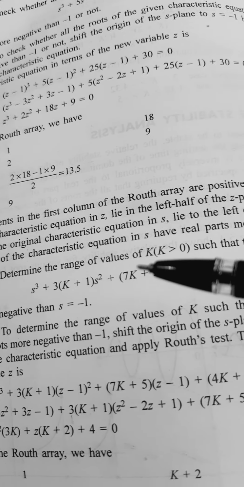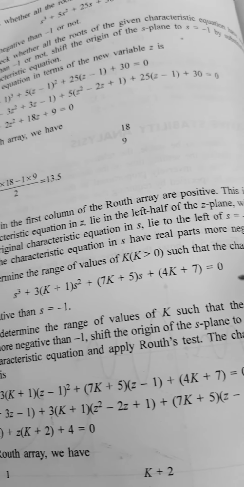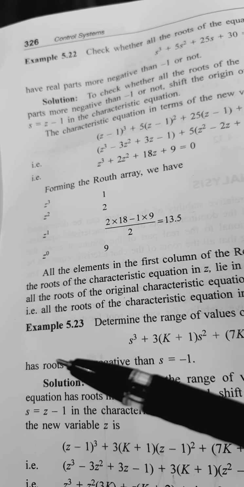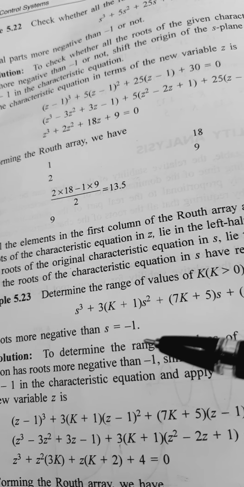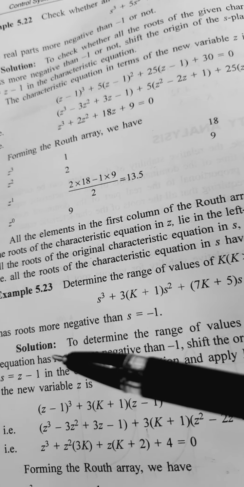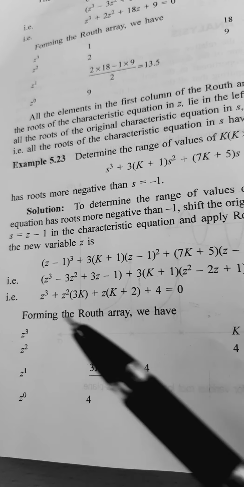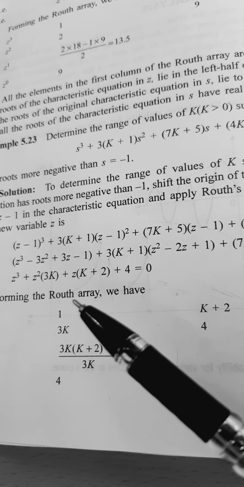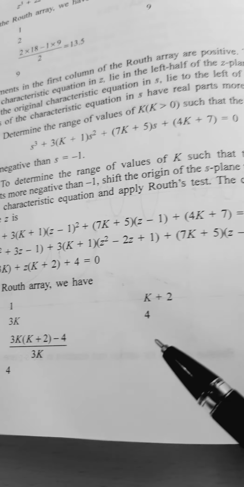Now determine the range of values of k, for k greater than 0, such that the characteristic equation has roots more negative than s equal to minus 1. For that, again, you have to substitute s equal to z minus 1. After substituting, you will get a new characteristic equation, and forming the Routh array, you get it like this.